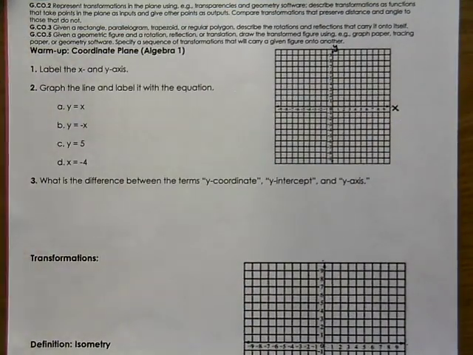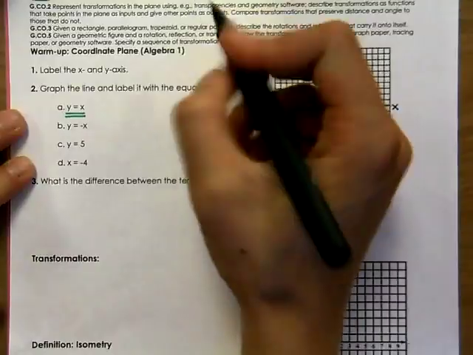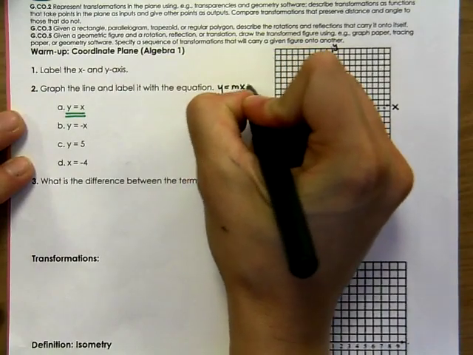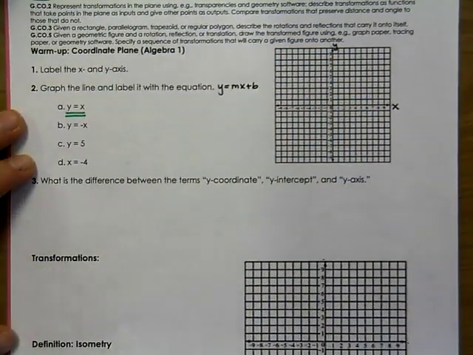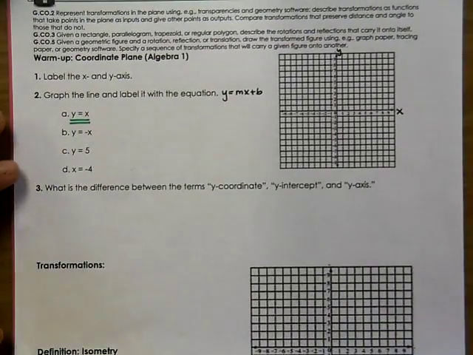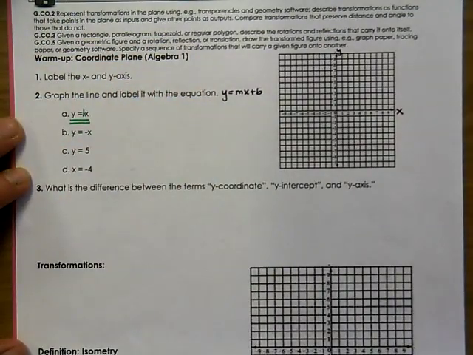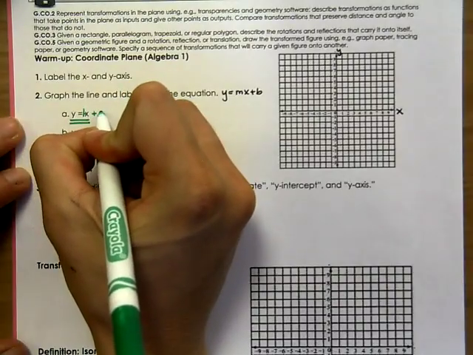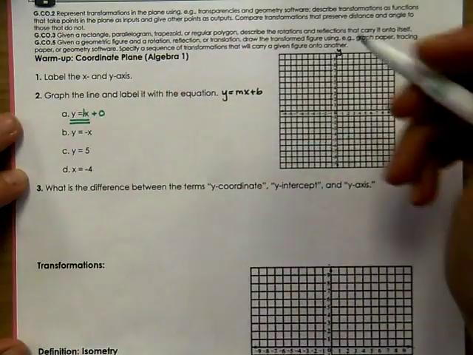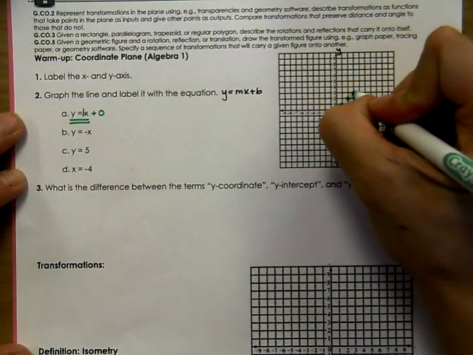Next part says graph the line and label it with the equation. So I'll go ahead and do these in different colors. If we have y equals x, I'm looking at that and I can think of slope-intercept form. Y equals mx plus b, where m is my slope, where the coefficient of x is the slope, b is the y-intercept. And so when I look at this equation y equals x, I know that my slope, I can't see it, so the coefficient of x must be 1. And then my y-intercept, I don't see that I'm adding anything, so I must be adding 0. So I can plot the y-intercept of 0, my slope of 1, rise 1, run 1, and plot these points.